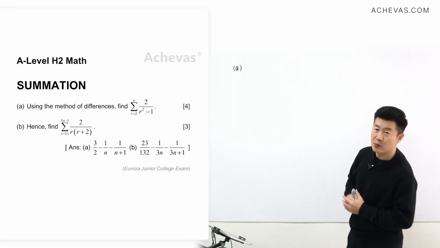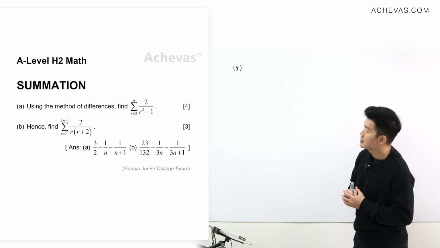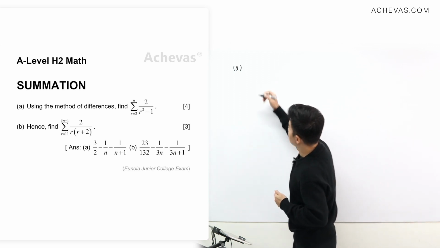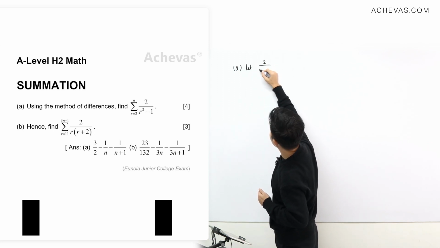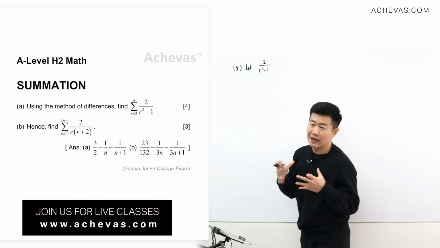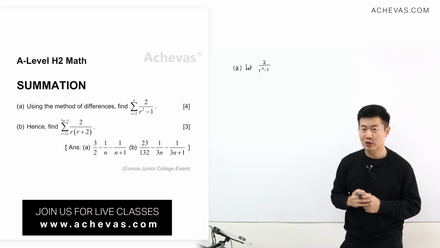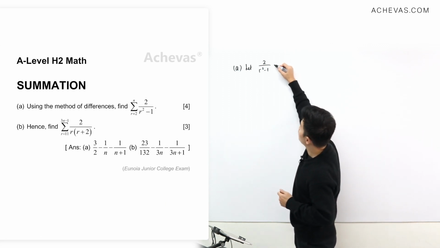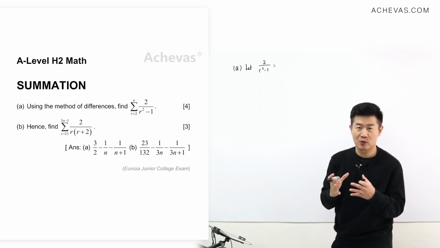In order for us to evaluate this summation by making use of the method of difference, we will first need to re-express the term that is within the summation. The term is given to us as 2 over r squared minus 1. There is no one term minus another term within the summation, so we want to create that first before we attempt to apply the method of difference. One good way to re-express this is into its partial fraction.